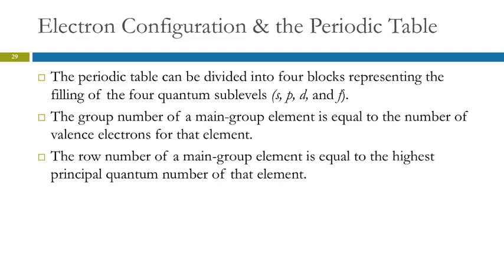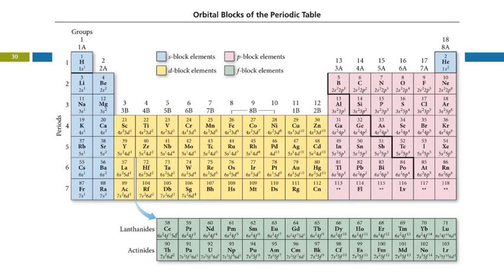We can divide the periodic table into 4 blocks that represent the 4 different quantum sublevels, S, P, D, and F. The group number for main group elements is equal to the number of valence electrons for that element, and the row number of a main group element equals the highest principal quantum number for that element. So the principal energy level that those valence electrons are in.